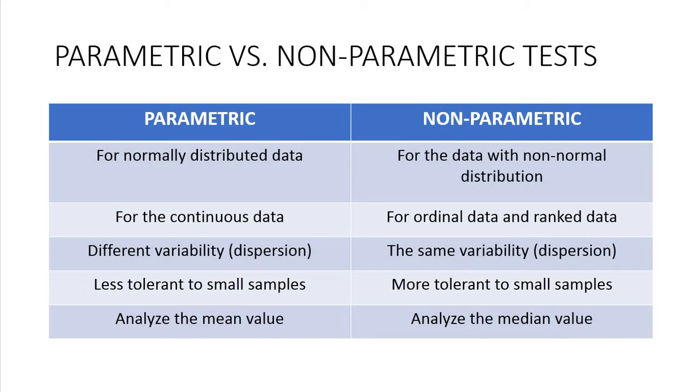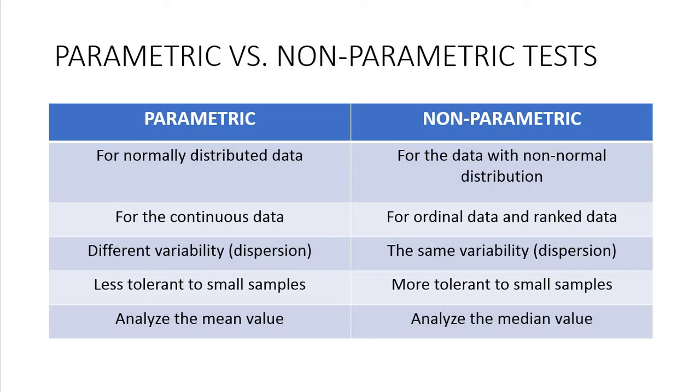Parametric tests are for continuous data like GDP per capita, GDP growth rate, weight, level of IQ, and so forth. So you should be able to remember what the continuous data is from the first lecture. And non-parametric tests are for ordinal and ranked data. Again, if you do not remember this, please go back to the first lecture.